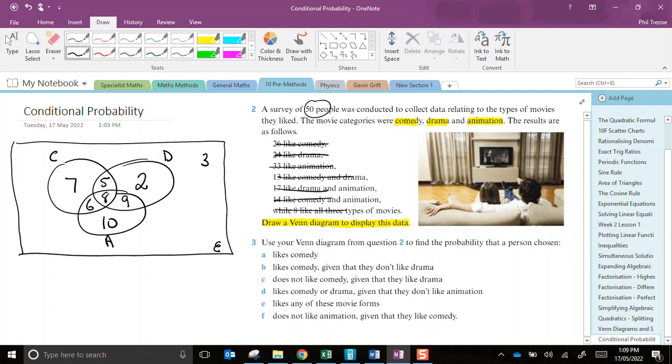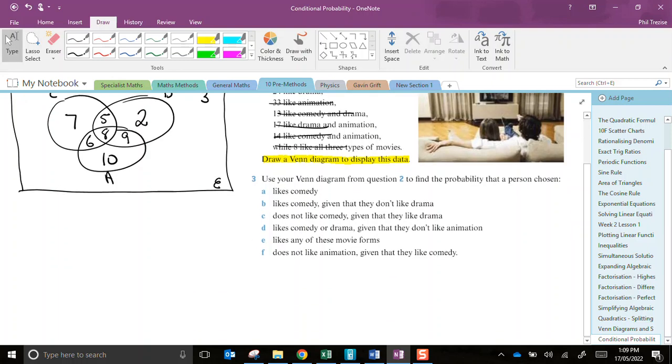Now let's go to question 3. I won't do all of this, I'll just do a few parts. Use your Venn diagram to find the probability that a person chosen likes comedy. That's not so hard. It's just all the comedies out of 50. But let's do this one: they like comedy given that they don't like drama. Now that's a much more interesting question. I want the probability that they like comedy on the condition that, or given that, they do not like drama.